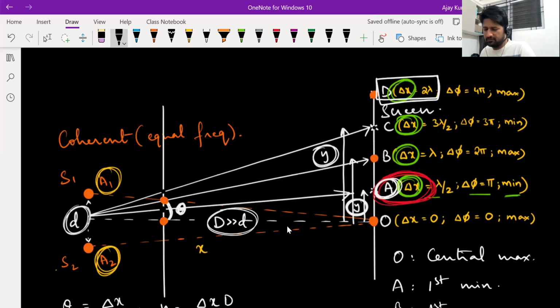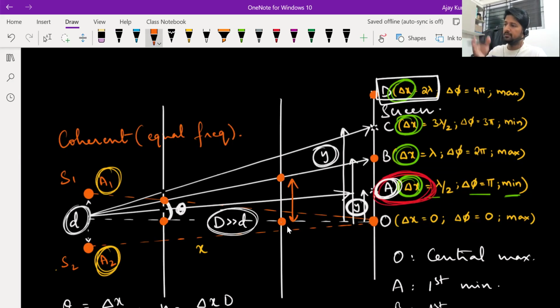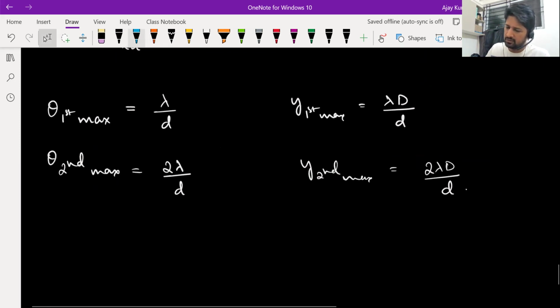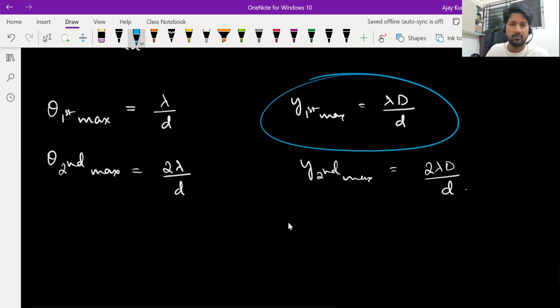As you take the screen away from the sources, you yourself can observe that the distance between successive maxima increases as the screen is taken away from the sources. So to be able to see the pattern of bands clearly, the screen should be placed at a significant distance from the sources. And mathematically also you can show here, see, the y coordinate of the first maximum is lambda capital D by small d.